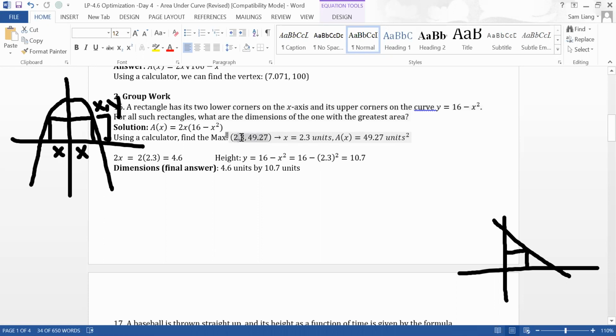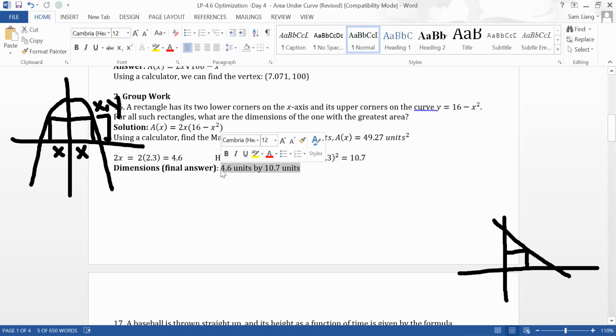So that's what this coordinate represents, right? And then the y coordinate represents the area, so it's 49.27 square units. We're trying to find the length of the rectangle, so that's 2x, right? So it's 2 times 2.3, which is 4.6. And then to solve for the height, you have 16 minus x squared, which is 16 minus 2.3 squared, which is 10.7. Okay, so the final answer is 4.6 units by 10.7 units.